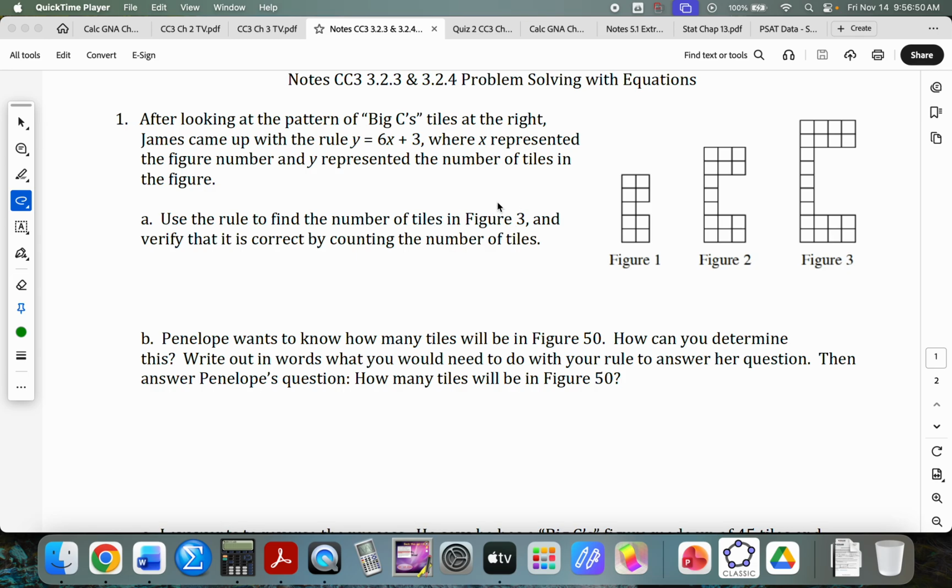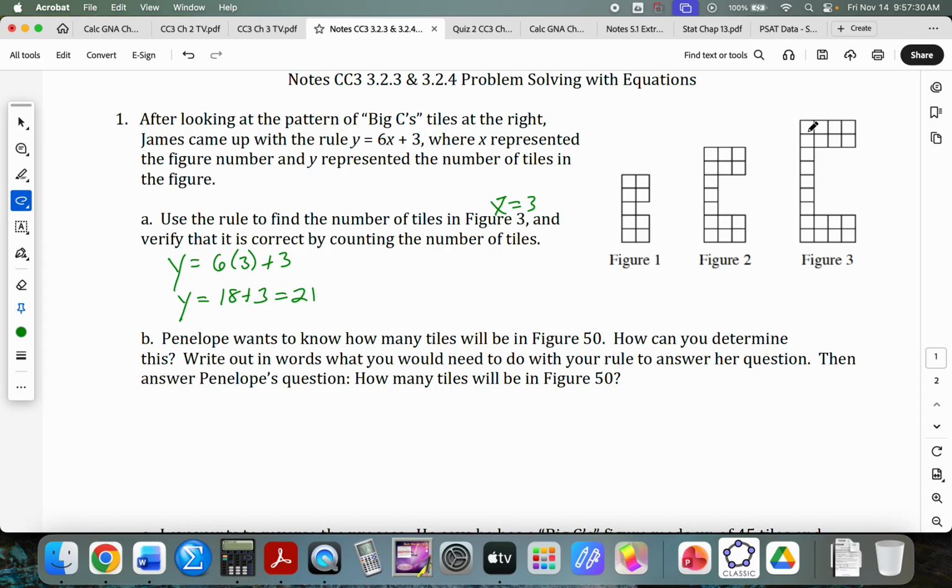So when it tells you it's figure 3, are they telling you x or are they telling you y? What does it say in the problem? What does x represent? The figure number. The figure number, okay. So they're telling you here x equals 3. So we're going to solve for y. So we've got 6 times 3 plus 3. So the number of tiles is supposed to be 18 plus 3 is 21.